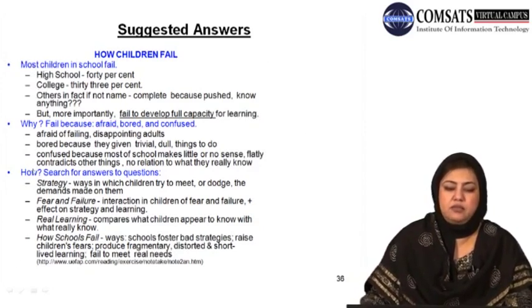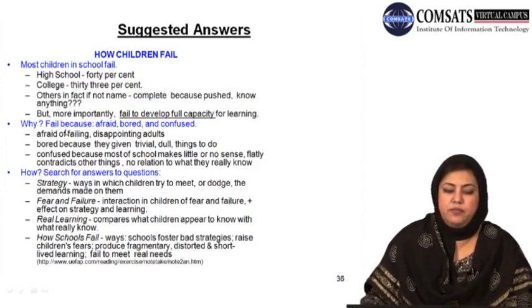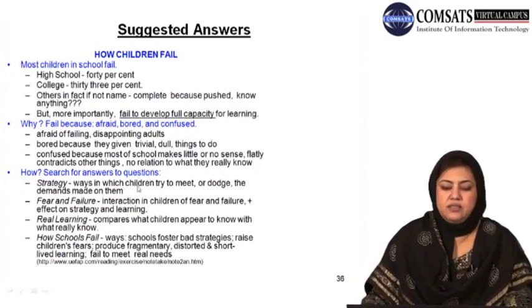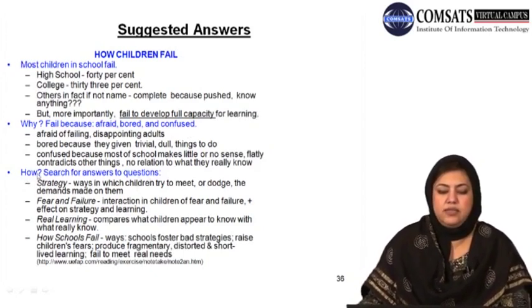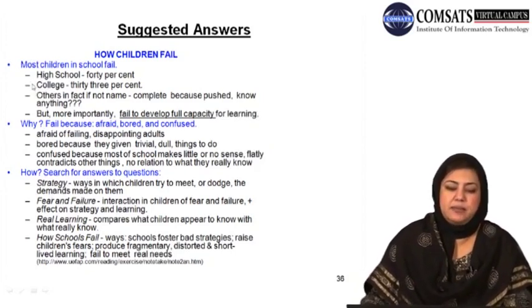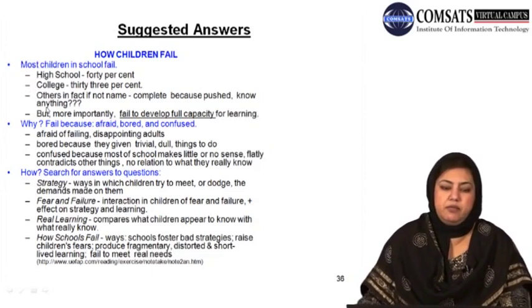You can see under 3 main headings. Most children in school fail. Second one, why? Fail because afraid, bored and confused. The 3 main reasons. And how? Search for answers to the questions how all this takes place. Within each you can see the subcategorization. You can always use numbering for these as well.